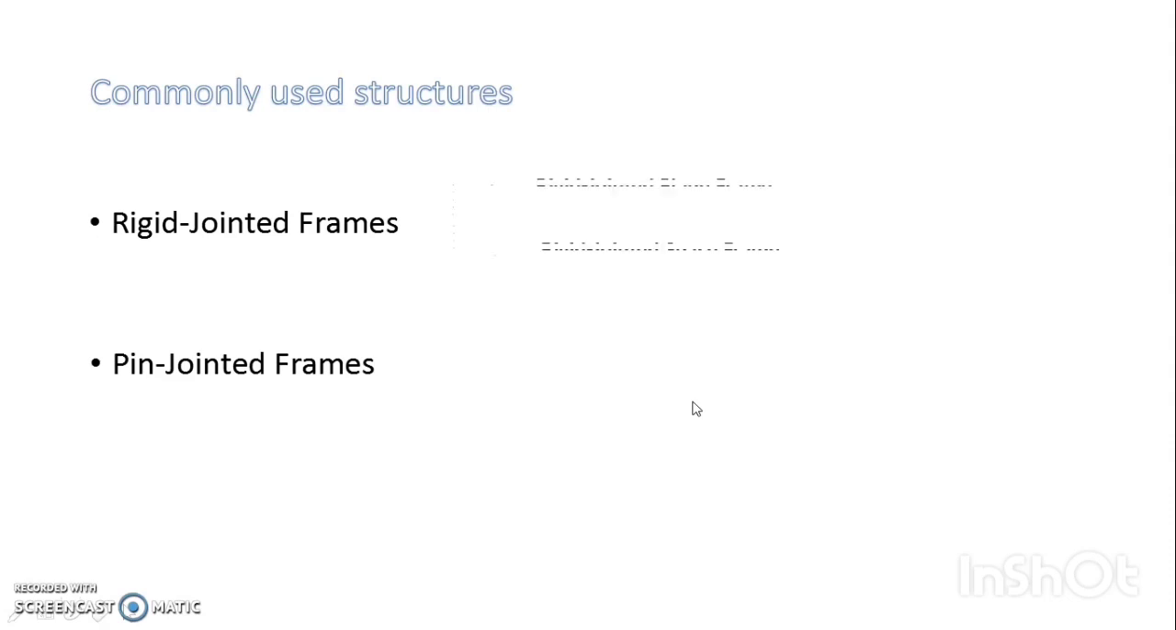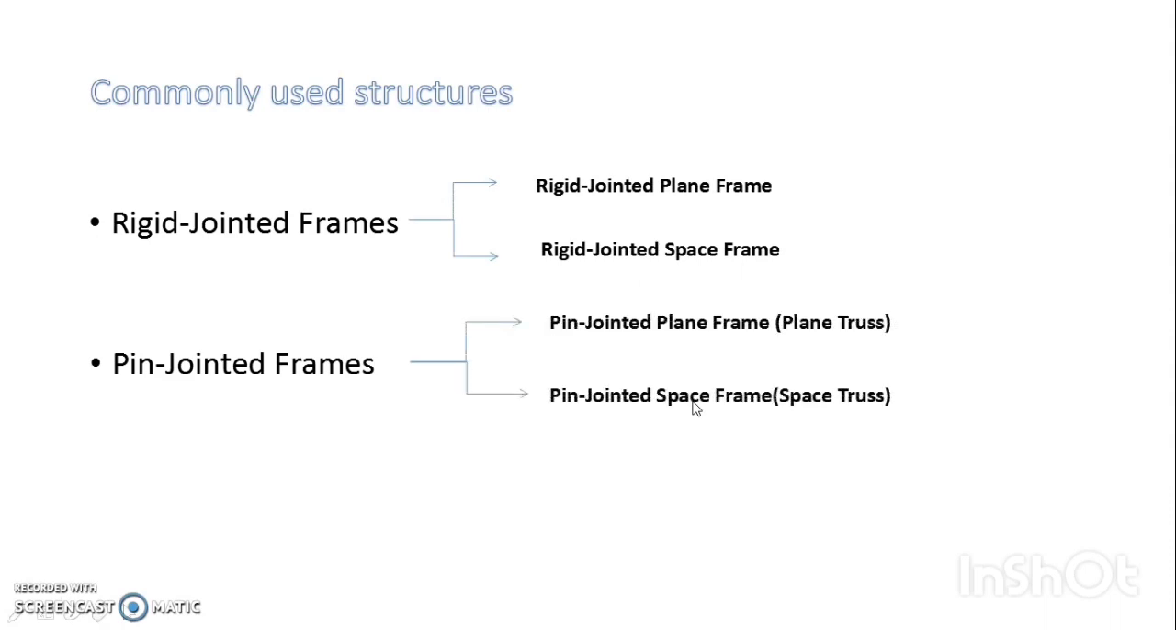The generally used types of structures are basically classified into rigid jointed frames and pin jointed frames. Further, they can be classified into plane frames and space frames. Plane frames are two-dimensional frames, whereas space frames are three-dimensional frames. The rigid jointed frames are classified as rigid jointed plane frame and rigid jointed space frame, whereas the pin jointed frames are classified as pin jointed plane frame, in other words plane truss, and pin jointed space frame, in other words space truss.